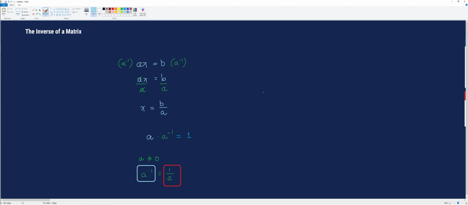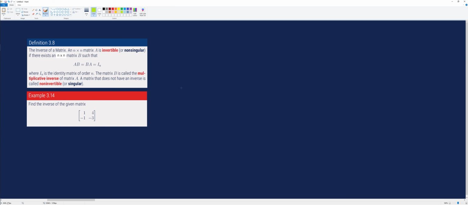To illustrate this, consider the equation 2x = 4. To solve the equation, we need to multiply both sides of the equation by 2 to the negative 1, or 1/2, which is the inverse of 2. Solving the equation, we get x is equal to 2. If we multiply 2 and 2 to the negative 1, then the result is equal to 1.